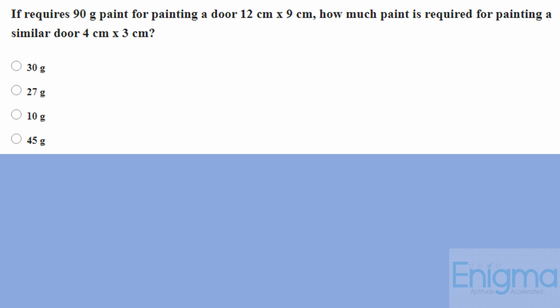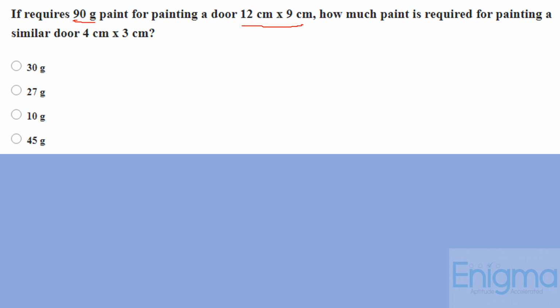It requires 90 grams of paint for painting a door 12 centimeter by 9 centimeter. How much paint is required for painting a similar door 4 centimeter by 3 centimeter? Now, the amount of paint required is always proportional to the area of the surface.